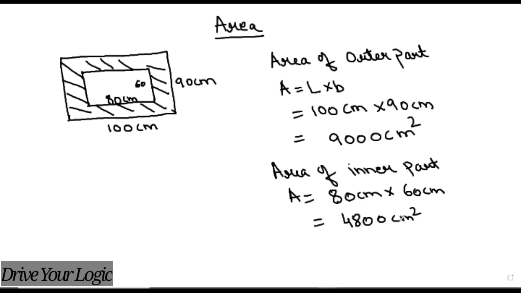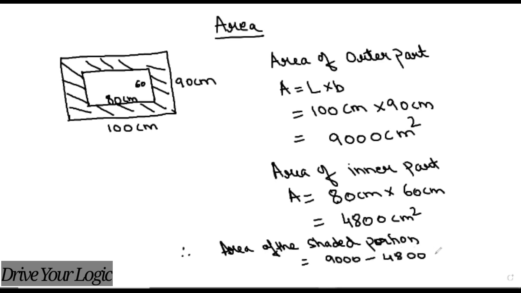Done? Now I am going to subtract big minus small. So outer part minus inner part. So area of the shaded portion, I am writing it. Therefore, area of the shaded portion will be equals to what? 9,000 minus 4800. So what will be your answer?